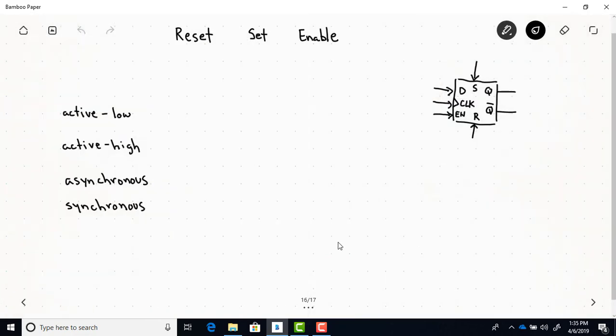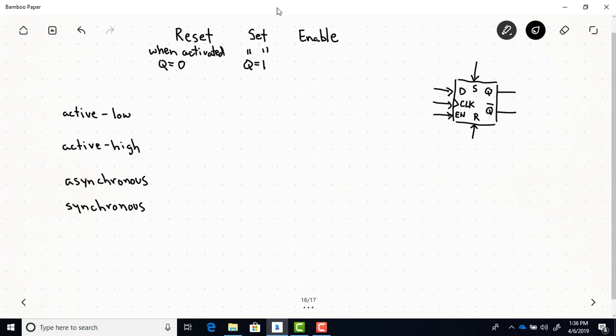Okay, now with D flip-flops as well as other types of flip-flops, you often have additional inputs in addition to the D input and the clock input. You'll often have a reset, set, and enable. Reset just means that when reset is activated, the Q output becomes 0. And when the set input is activated, the Q output becomes 1.